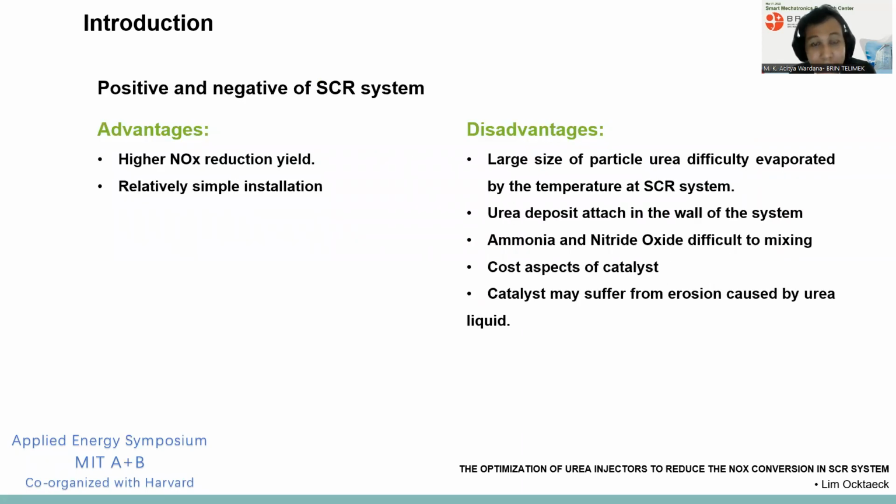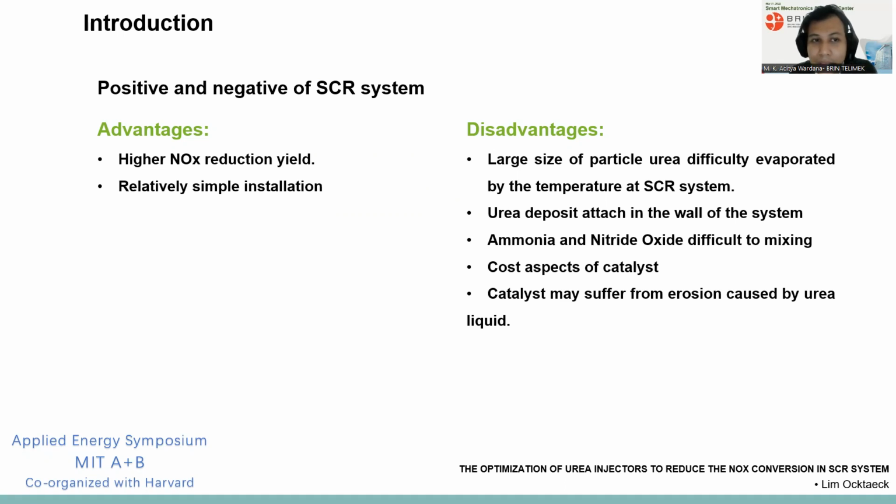These are the advantages and the disadvantages of the SCR system. First, it has a higher NOx reduction yield and is simple to install. Even in the current situation where we don't have the SCR, we can easily install an SCR system in those systems.